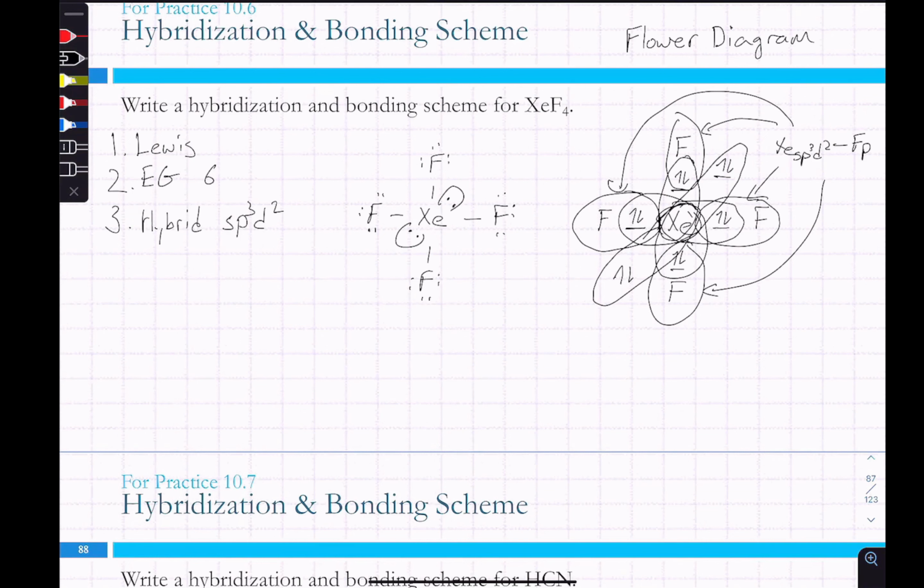What if it's hydrogen? For hydrogen, it would just be its s orbital, because that's all it has. It doesn't have more than one electron, so it doesn't have any electrons in p orbitals. The valence electrons in fluorine are going to be in p orbitals.